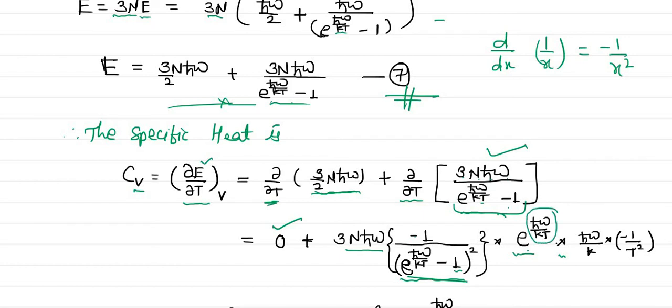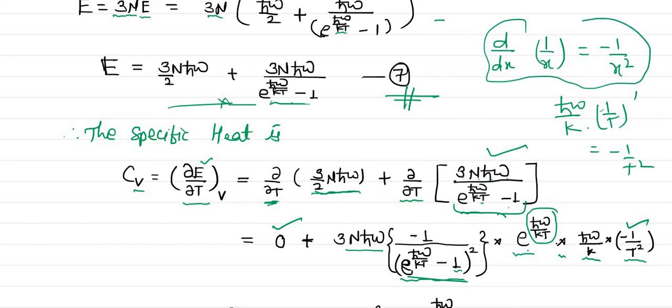So in the exponential term, h cross omega by k is constant. So here we have written h cross omega by k, and the derivative of 1 by T. Here it is simply the derivative of 1 by T, so its derivative will be minus 1 by T square. So again here it is minus 1 by T square. By this formula, the derivative of 1 by x in general will always be minus 1 by x square. So the derivative of 1 by T is minus 1 by T square.